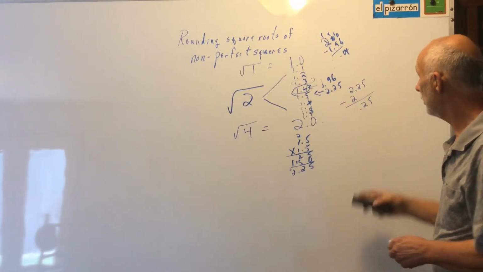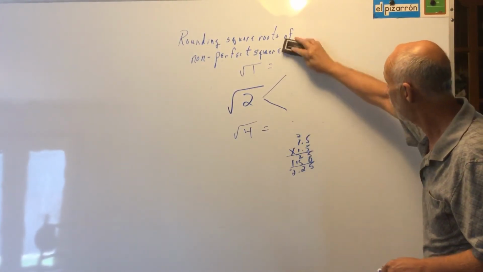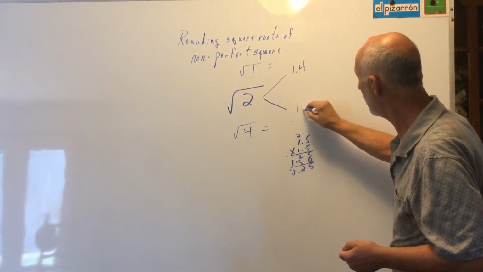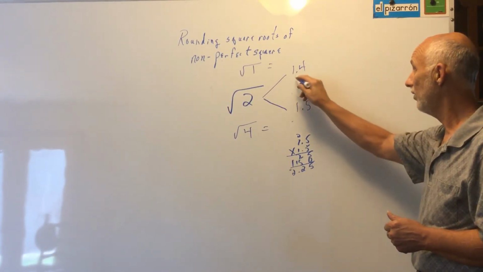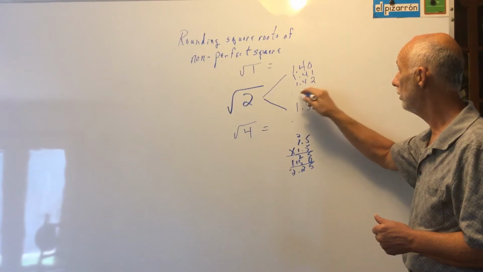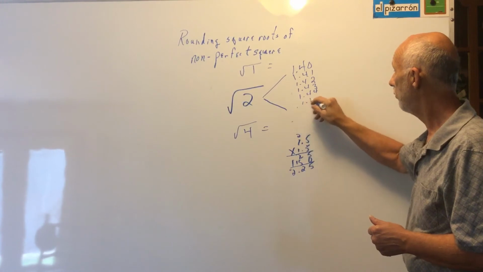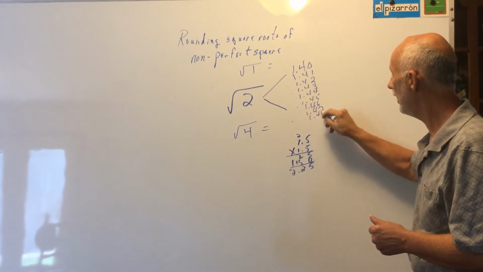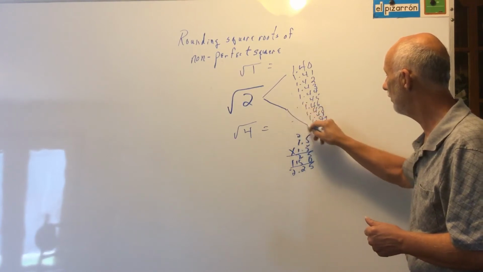Now, what if they ask you to round to the nearest 100th? Well, we now know that the square root of 2 is between 1 and 4/10 and 1 and 5/10. And you say, well, there's nothing in between those. There's an infinite number of things. How about 1 and 41/100, 1 and 42/100, 1 and 43/100, 1 and 44/100, 1 and 45/100, 1 and 46/100, 1 and 47/100, 1 and 48/100, and 1 and 49 hundredths, between 1 and 40 hundredths and 50 hundredths.